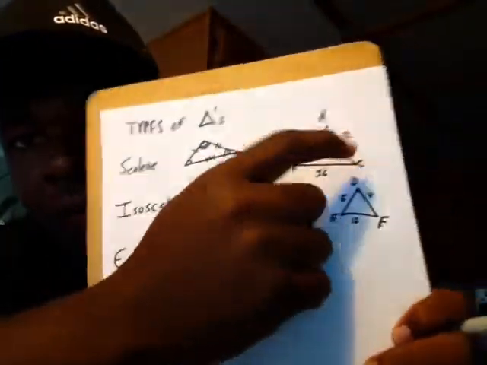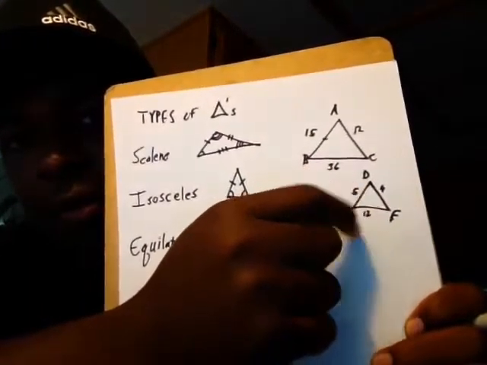Let's say side AB is 15. This is 12, and this is 36. Therefore, this side is 12, this side is 4, this side is 5. 12, 15, 36, 5, 4, 12. So basically what this is saying is these triangles are similar, but they're not congruent.